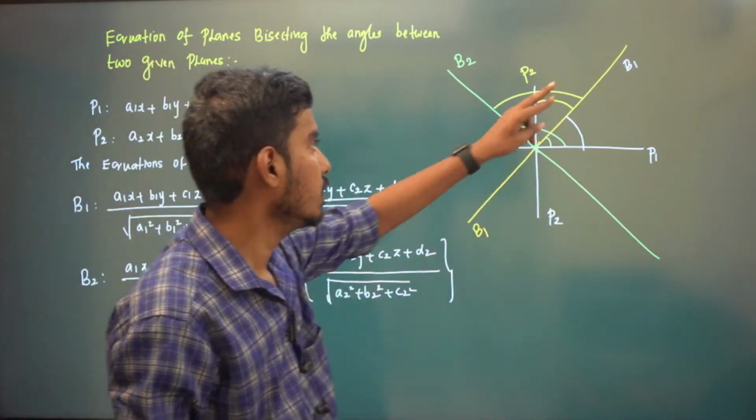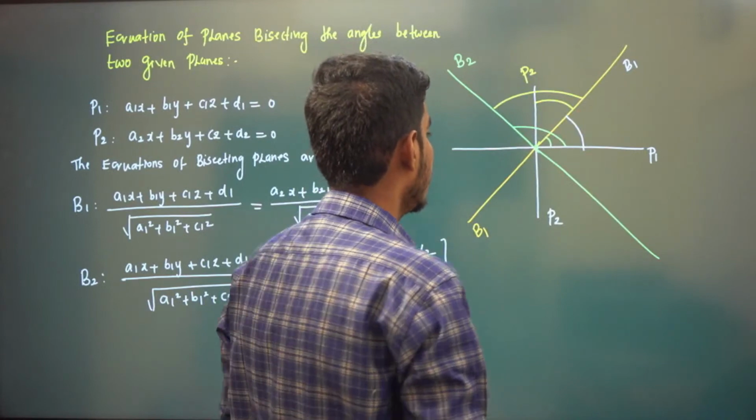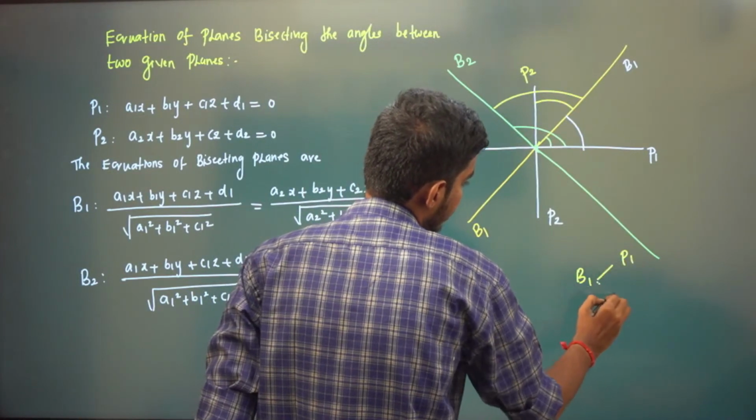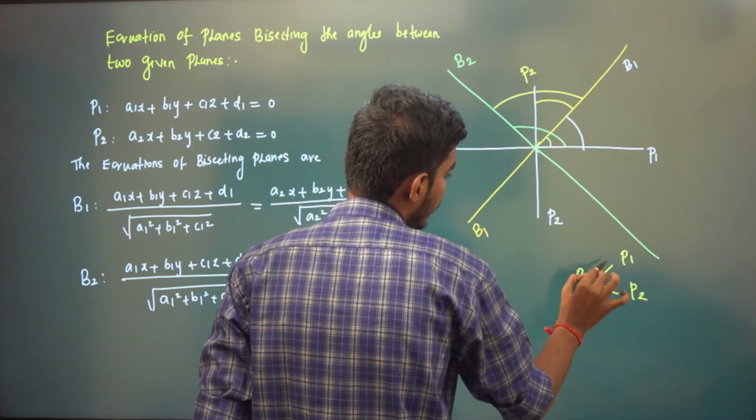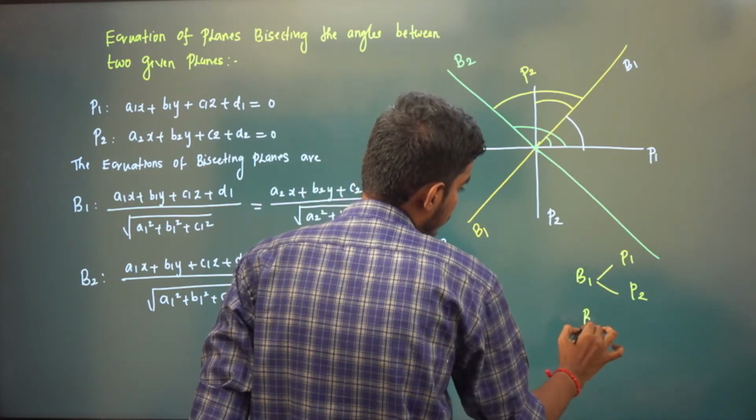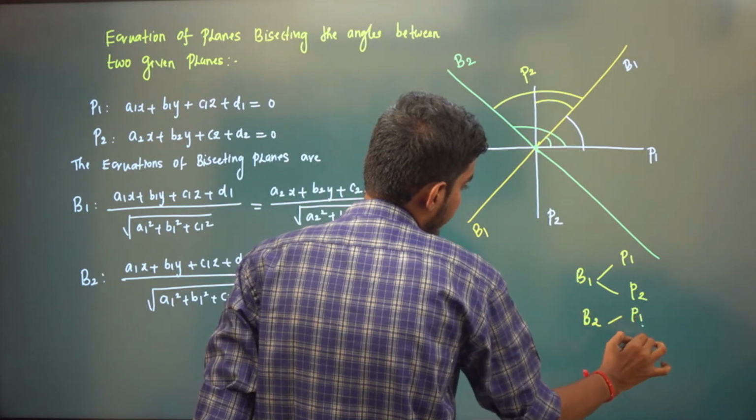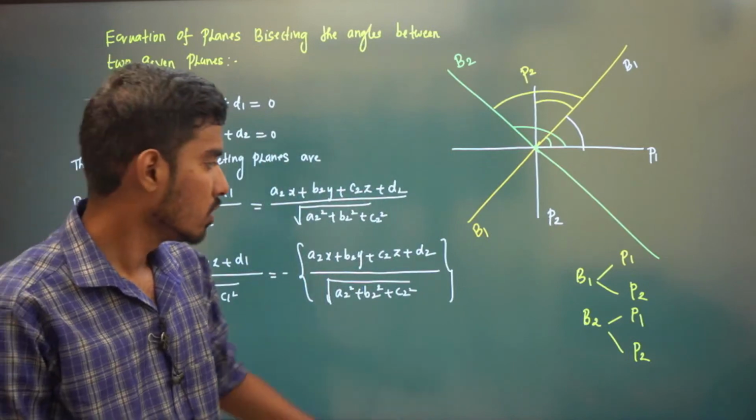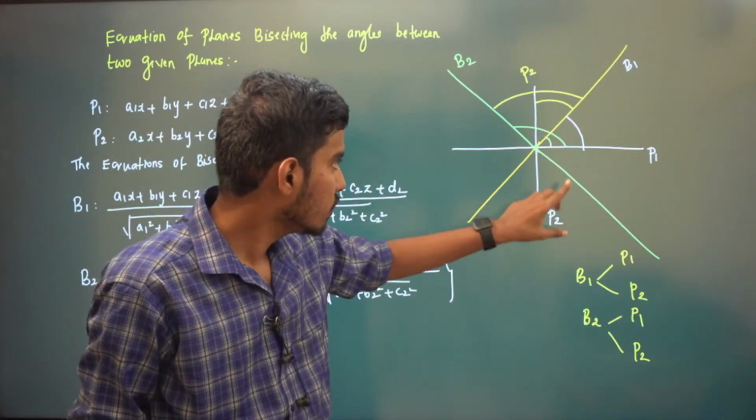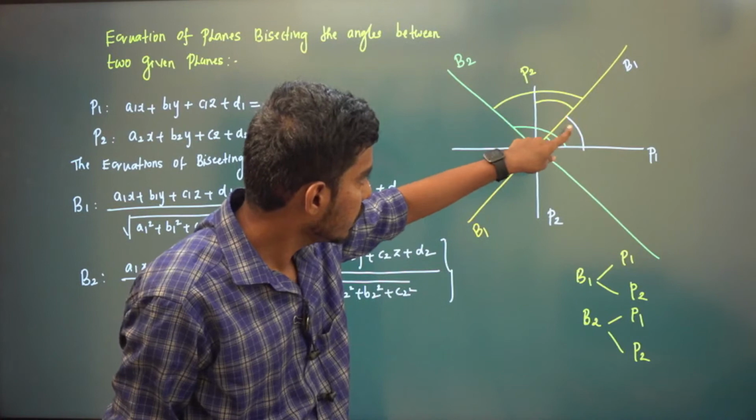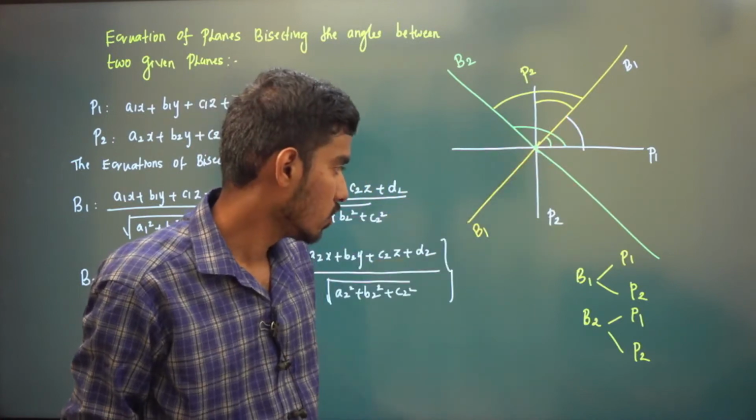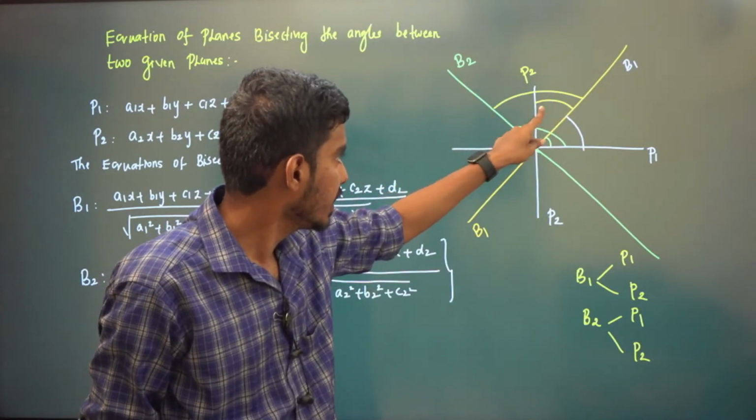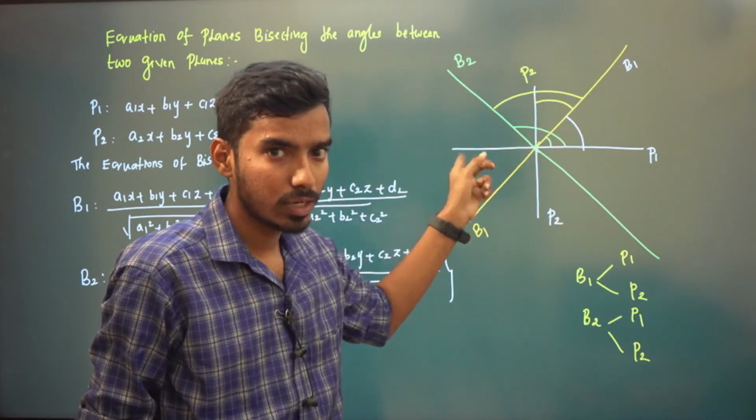Whether the angle between B1 and P1, right? So we have the bisecting plane B1. Now, whether it bisects P1 and P2 with acute or obtuse, we don't know. And similarly, we have a second bisecting plane. Whether it bisects acute or obtuse, we don't know. We're going to find the procedure now. We have two bisecting planes. Whether B1 bisects P1 in acute or obtuse, we don't know. And similarly, B1 with P2, the second plane, bisects acute or obtuse, we don't know.